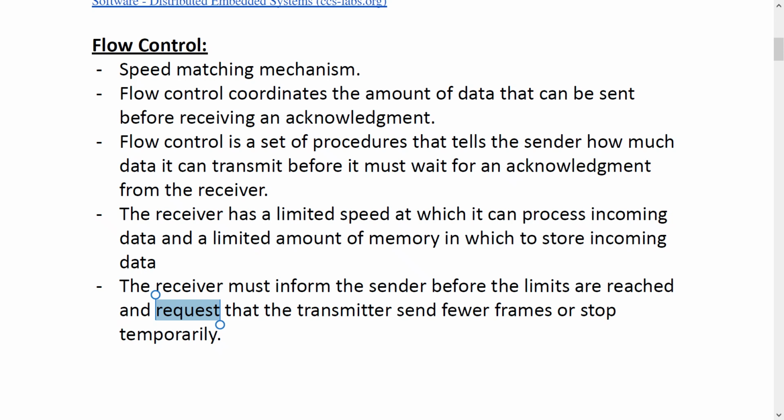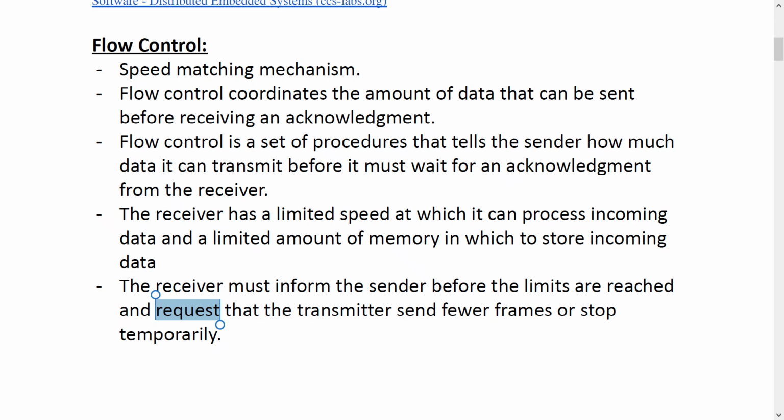So again, flow control coordinates the amount of data that can be sent before receiving an acknowledgement from the receiver. This process is governed by a set of procedures that tells the sender how much data it can transmit before it must wait for an acknowledgement from the receiver. The receiver has a limited speed at which it can process incoming data and a limited amount of memory in which to store incoming data.